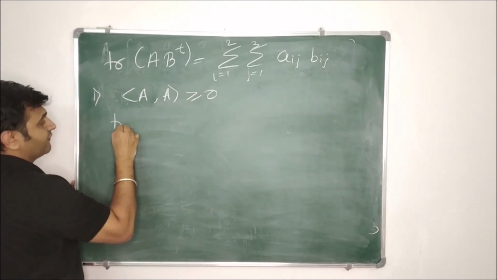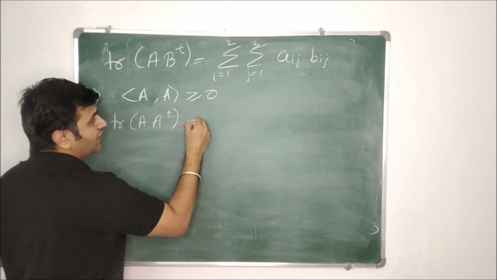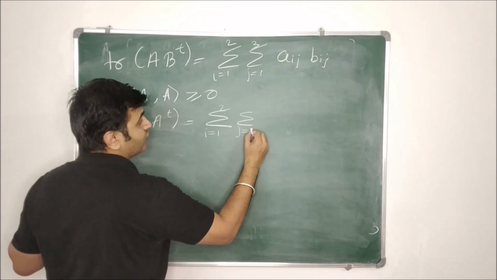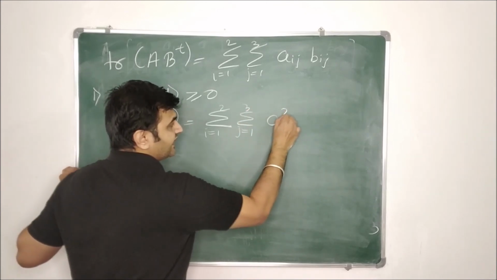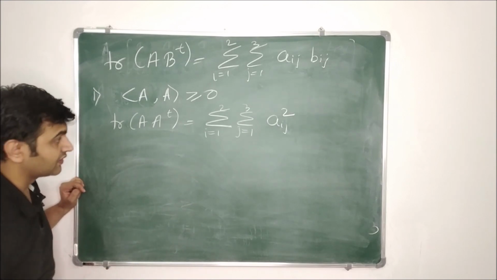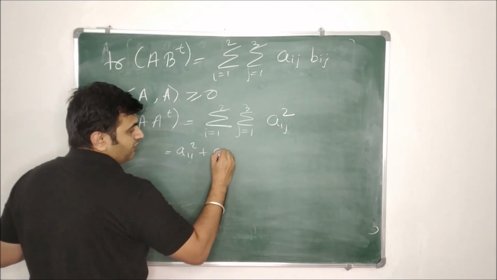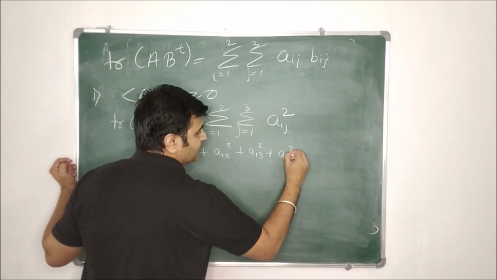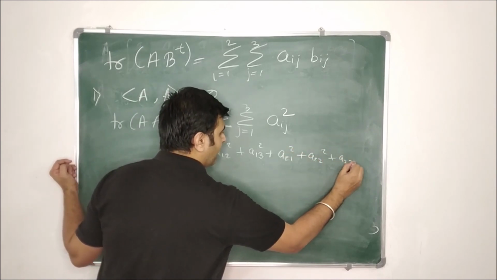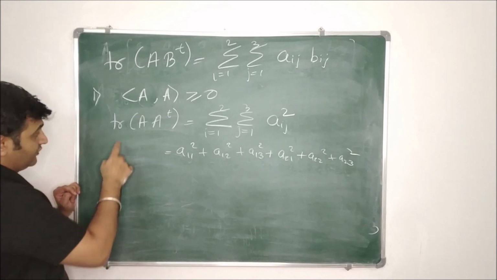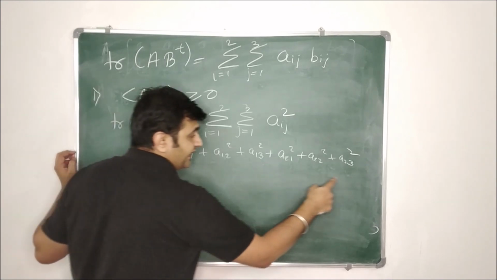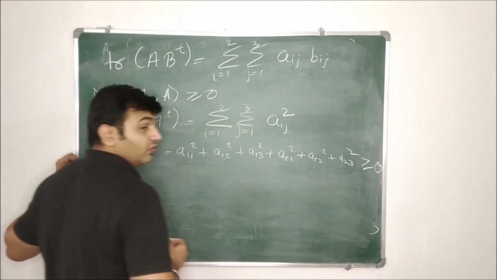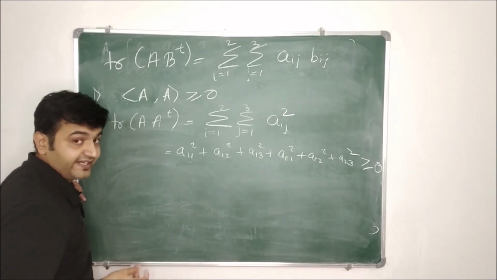Right? But what is inner product of A comma A? It is trace of A A transpose, which is summation, I going from 1 to 2, J going from 1 to 3, Aij into Aij. What is Aij into Aij? It is Aij square. So this is nothing but A11 square plus A12 square plus A13 square. Then you go for 2: A21 square, A22 square plus A23 square. So this is the trace of A A transpose, and since we are adding the squares, all the squares are non-negative, so their addition is non-negative. So yes, inner product of A comma A is greater than or equal to 0.